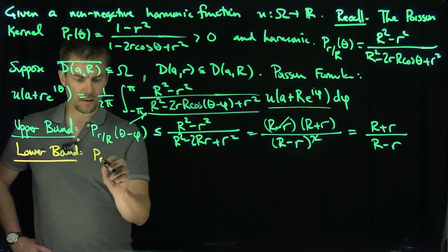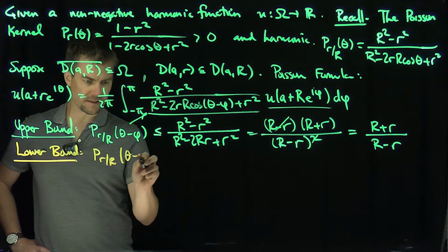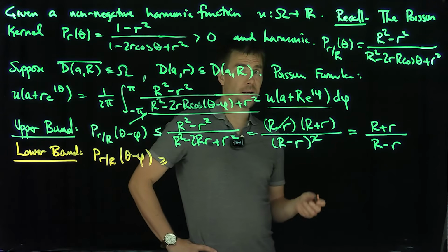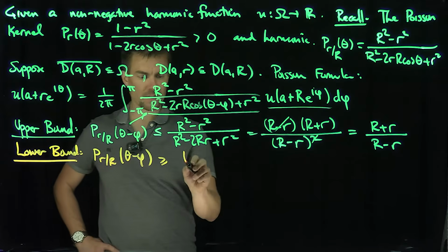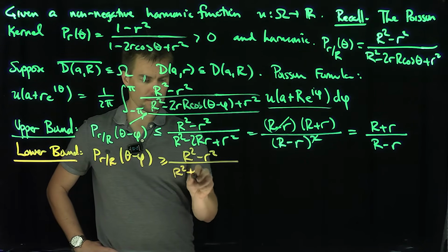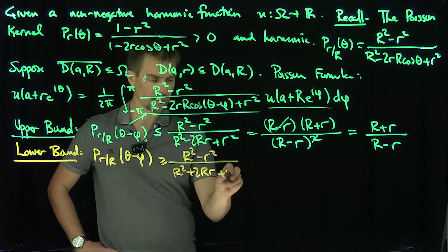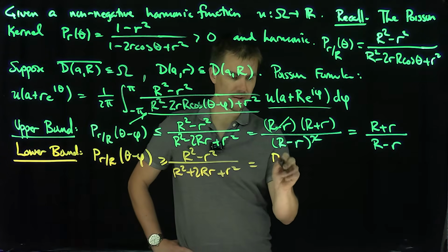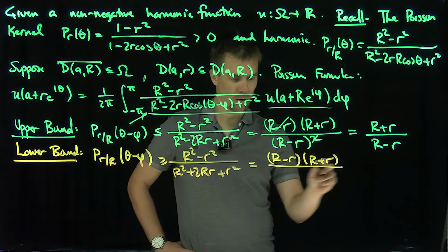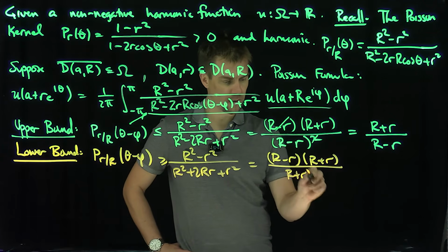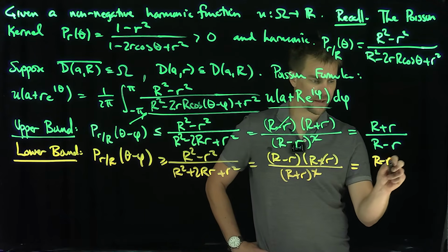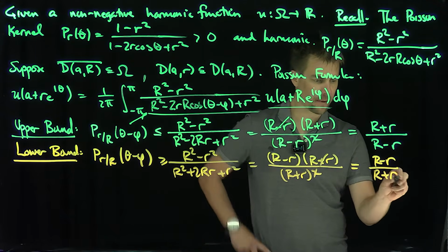It's going to be P_r of theta minus phi is bigger than or equal to... I make it smaller by making the denominator bigger, right? So make it smaller by making the denominator bigger. Still a perfect square, still R minus r plus R over R plus r quantity squared. That cancels with that, and the lower bound is going to be R minus r over R plus r. So they flip like that.